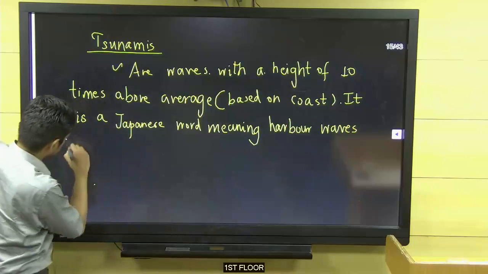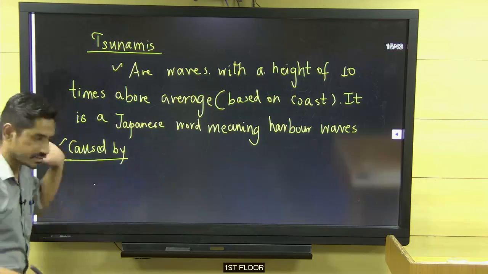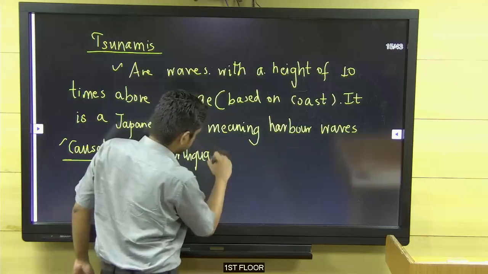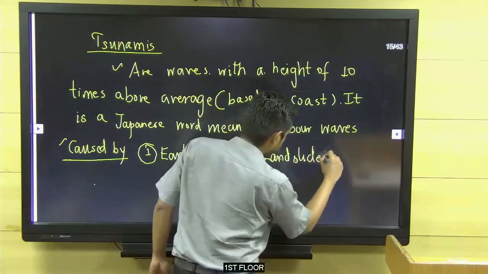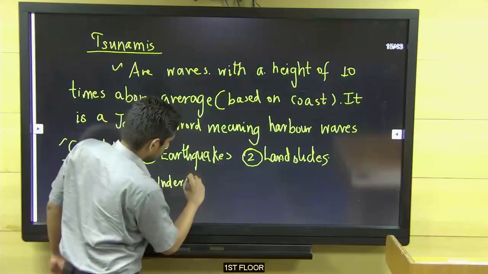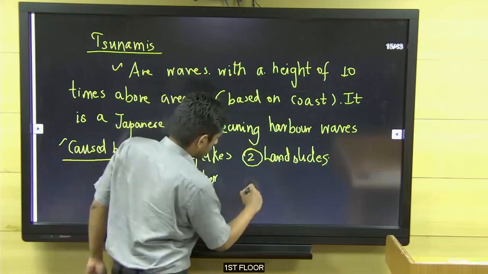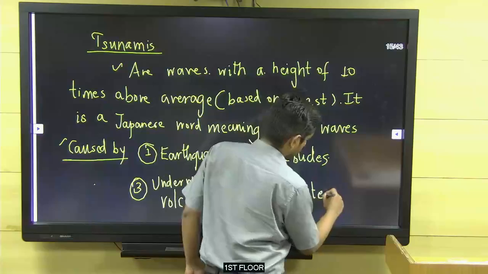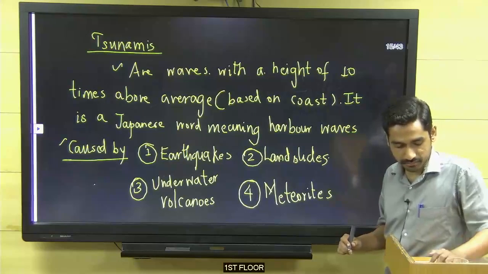They are caused by 4 factors. If you understand the first factor, all the 3 it's the same thing. Caused by earthquakes, landslides, volcanic eruptions, that is underwater, of course. Underwater volcanoes. And number 4, very rarest of rare cases, meteorites. We will study case 1 because the same reason will get repeated for the other 3.